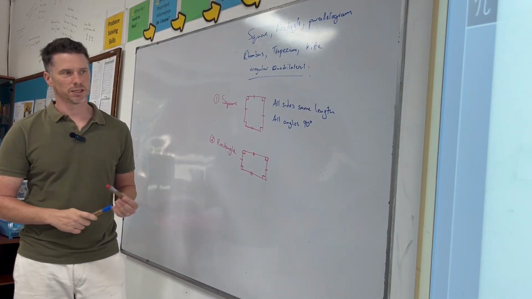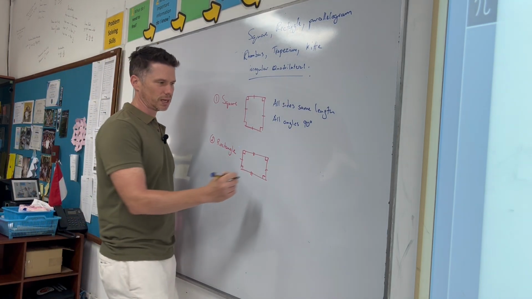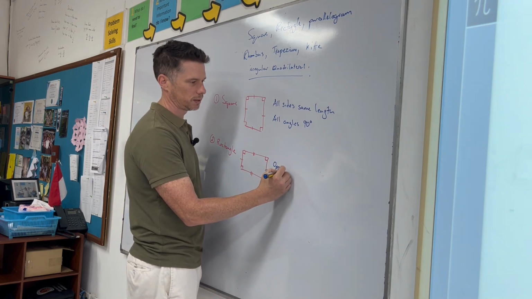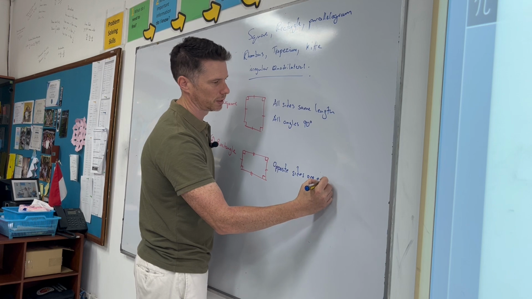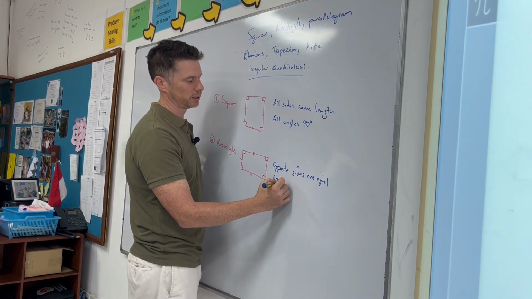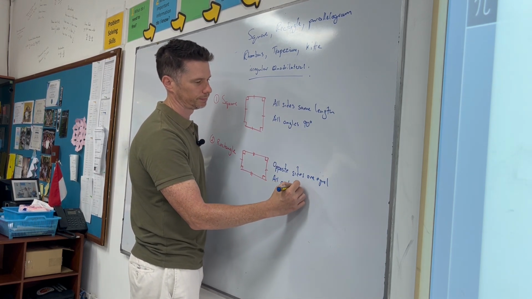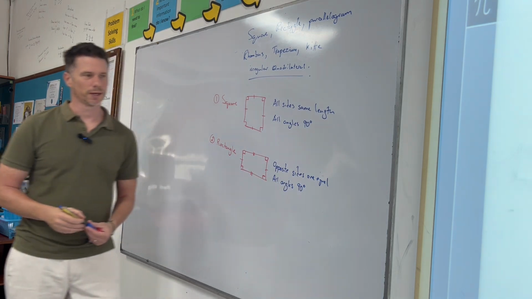Still 90 degrees. So in this one, opposite sides are equal, and all angles are still 90 degrees. Very good.